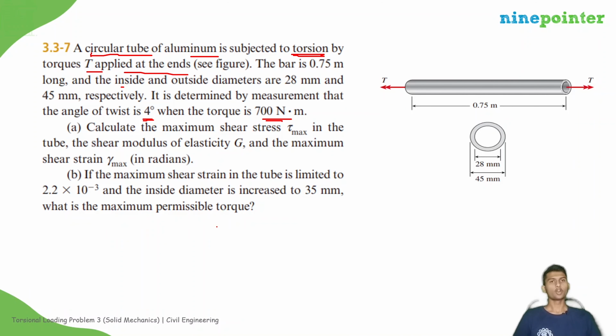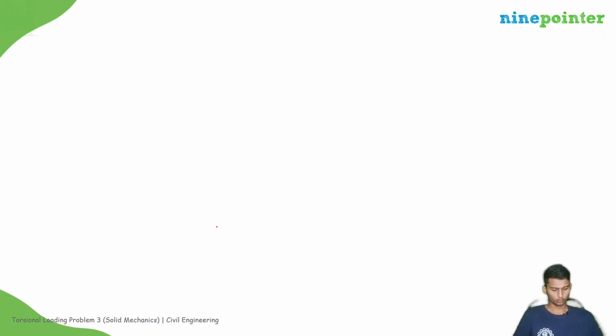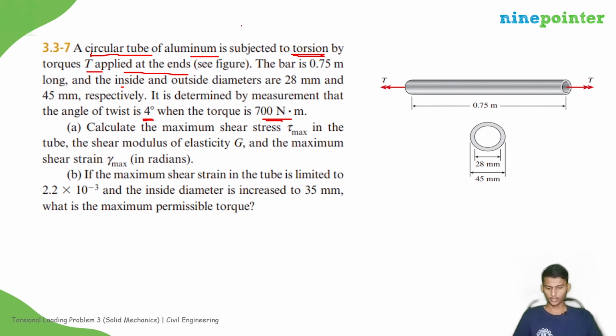So now we got the modulus of elasticity G. That value is fixed. Whatever, if you change the diameter, that doesn't matter because the material is the same. So the maximum shear strain and the maximum shear stress we need to find out. Okay. So if you go to B, sorry, in A, the maximum shear strain gamma max is equal to R phi divided by L, right? What is R? R will be 45 by 2, right?